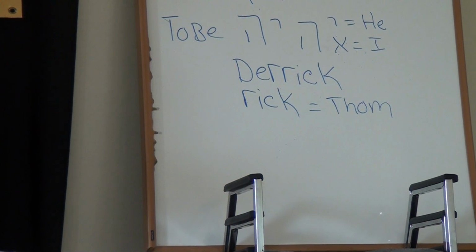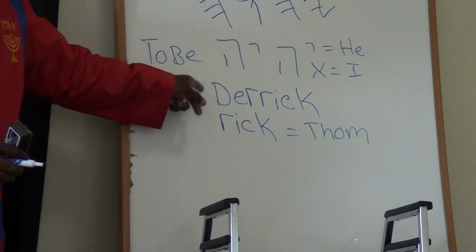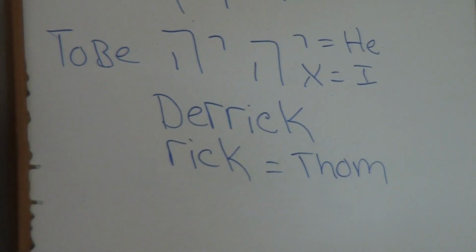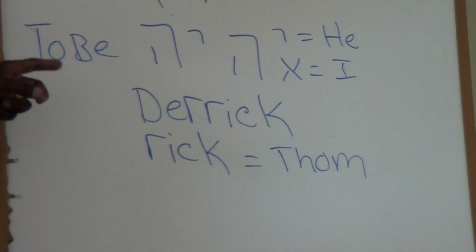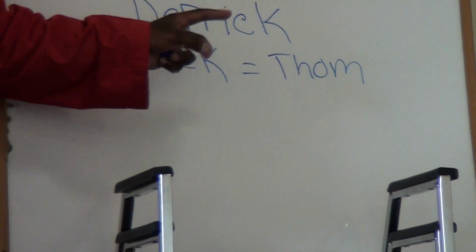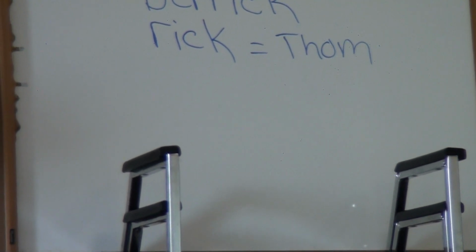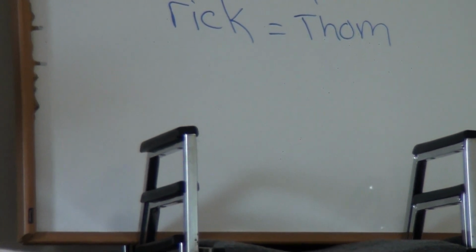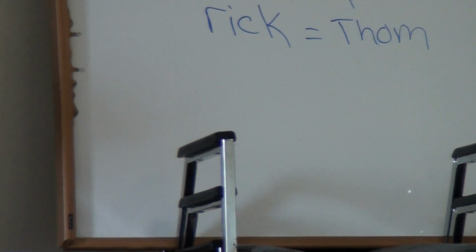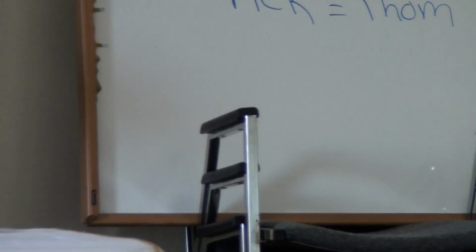If I sat up here and said, listen, the word is Derrick, the 4-letter root for Derrick is not R-I-C-K, but T-H-O-N. What would you do? You would say, you've lost your mind. What in the world is that?